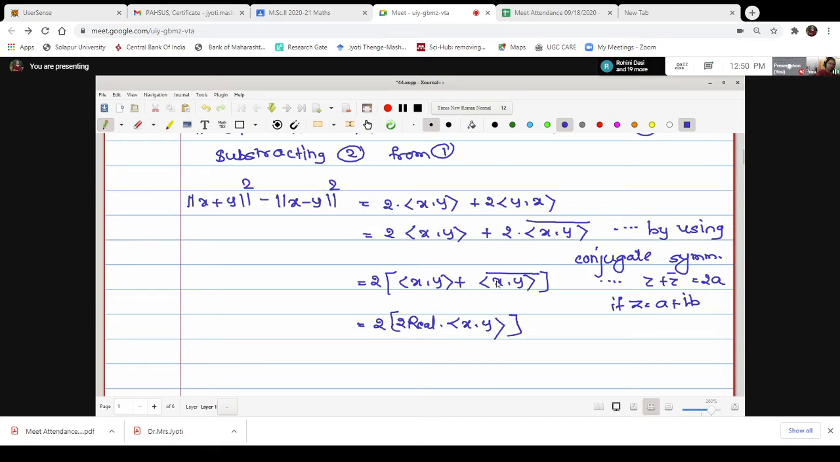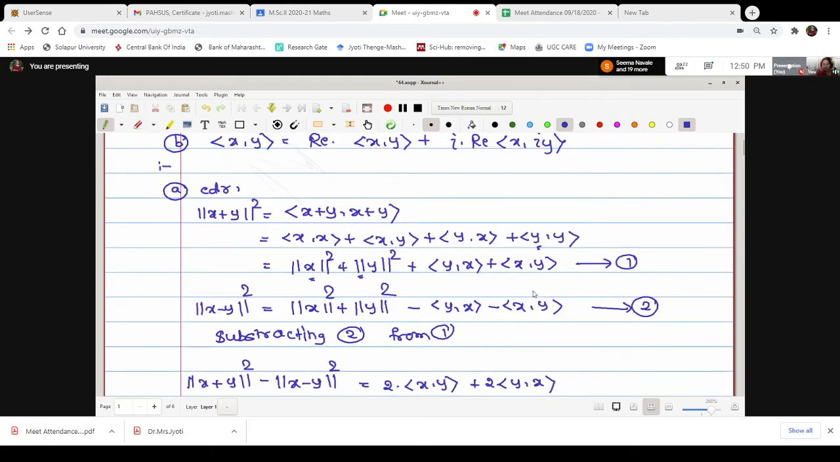Z plus Z bar is 2A. Therefore, inner product xy plus inner product xy bar will be 2 times the real part of inner product xy, which is actually 4 times the real part of inner product x with y. This is the proof of the first point, right?